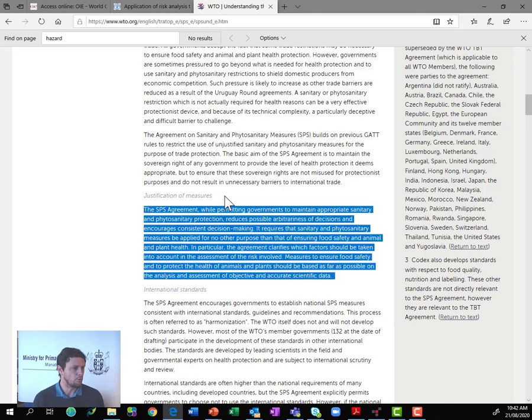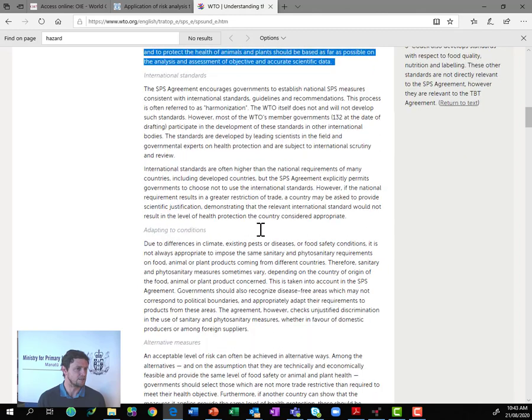the SPS agreement, while permitting governments to maintain appropriate sanitary and phytosanitary protection, reduces possible arbitrariness of decisions and encourages consistent decision making. It requires that sanitary and phytosanitary measures be applied for no other purpose than that of ensuring food safety and animal and plant health. In particular, the agreement clarifies which factors should be taken into account in the assessment of the risk involved. Measures to ensure food safety and to protect the health of animals and plants should be based as far as possible on the analysis and assessment of objective and accurate scientific data.